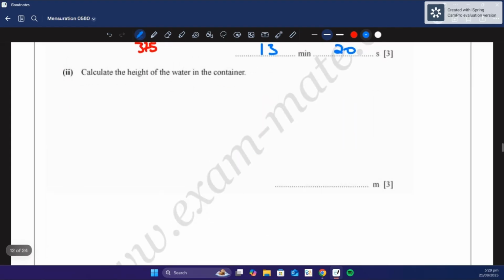Alright, perfect. Calculate the height of the water in the container. Okay, so we have the volume is 300 liters. Now we could convert this into meters cubed, which would be 0.3 meters cubed, and we have the radius, which is 0.45 meters.